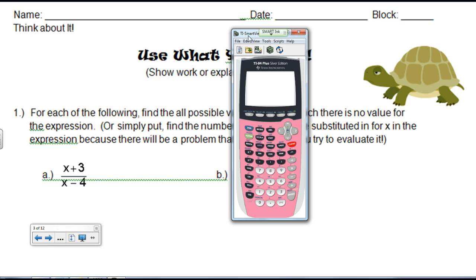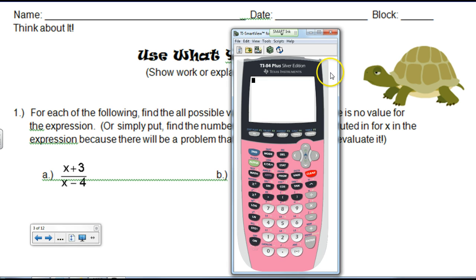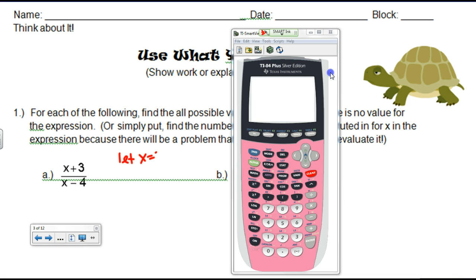So we can sit here and actually try to plug in numbers. Maybe we'll let x be 3. If x is 3 and I fill in a 3 for all the x's in problem A, I would get 3 plus 3 over 3 minus 4. And it gave me a value of -6. Now the value could be a positive, a negative, a fraction, a whole number, integer. So as long as it gives me a value, it's okay.